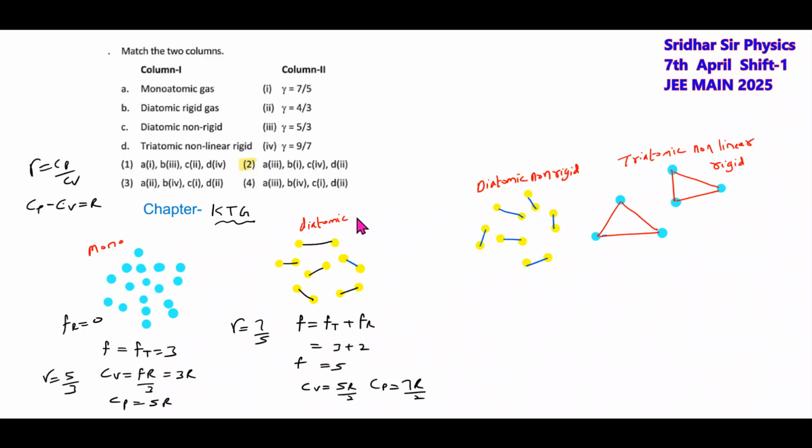Diatomic rigid means the molecules will not undergo deformation. Here, the molecules will undergo deformation. So they will possess translational plus rotational plus vibrational. Due to deformation, it will possess potential energy plus kinetic energy about the center of mass. So first, due to translational 3, due to rotational 2, and due to vibration. Vibration means due to the deformation.